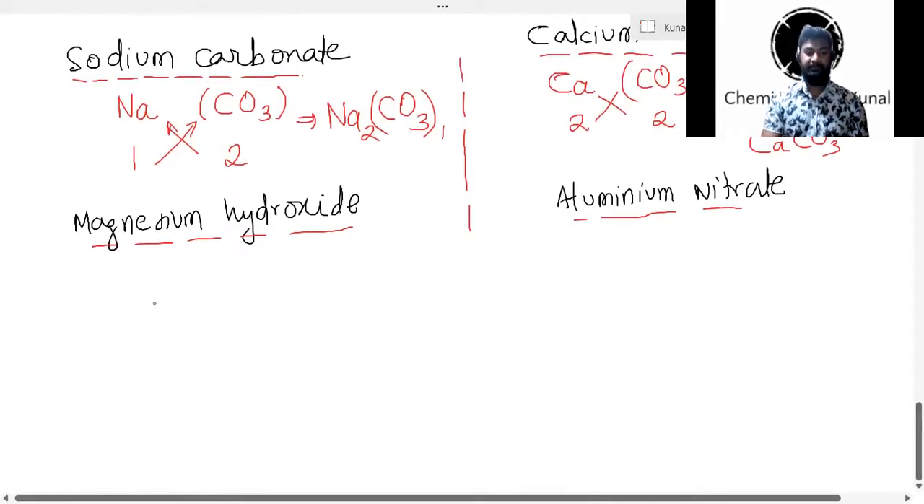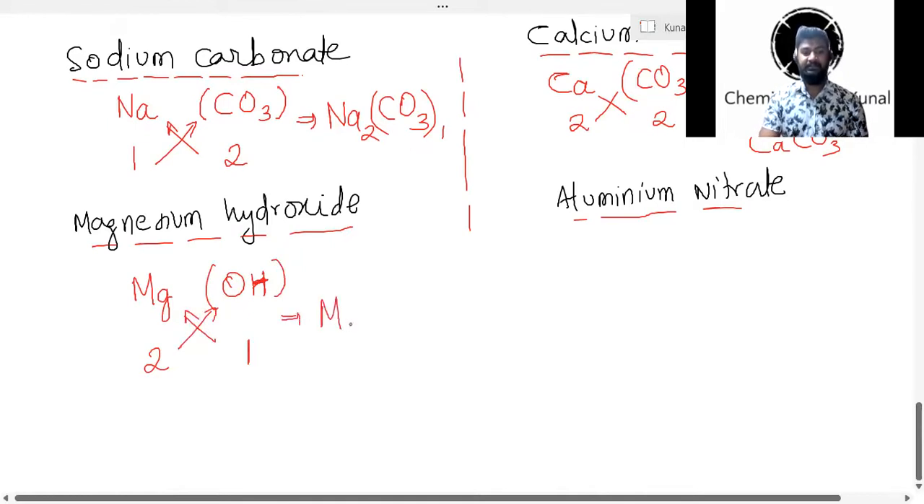Then magnesium hydroxide. Mg has a charge of 2. Hydroxide has a charge of 1. Right? A bracket again, since it's polyatomic. Cross multiply. What do we get? We get Mg(OH) twice. Magnesium hydroxide.